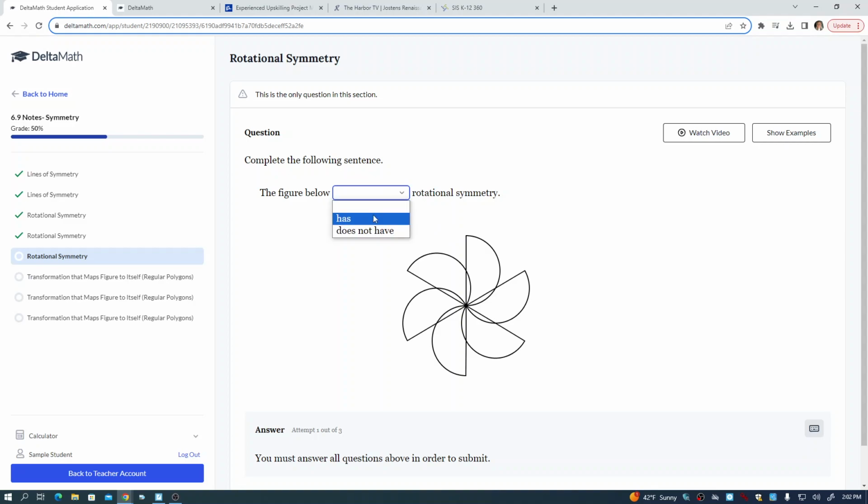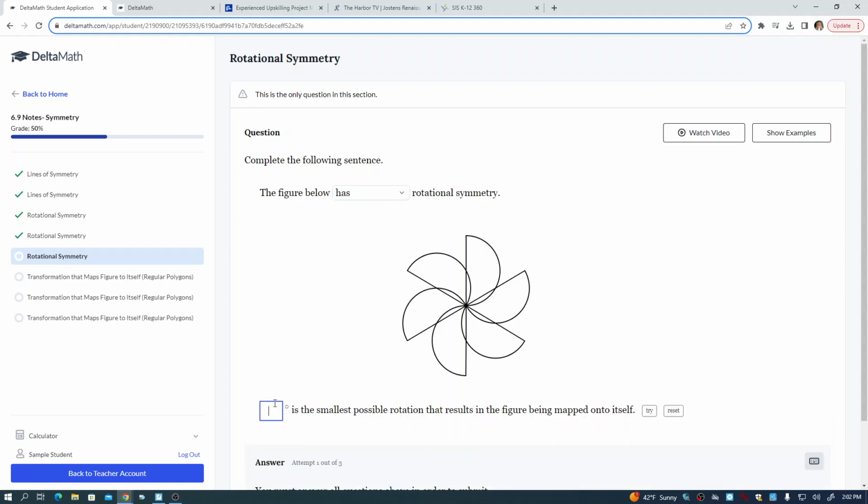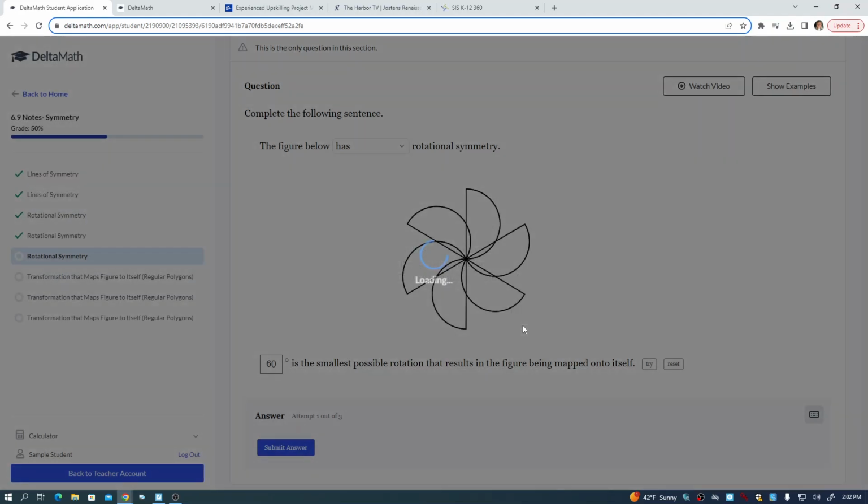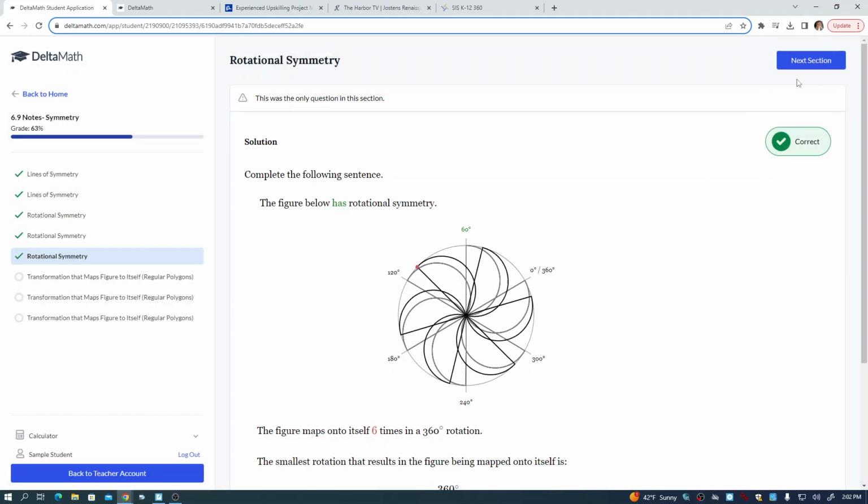Well, 360 divided by 6 would be 60 degrees. Let's try it. So you can see there's 60, and there's another 60. Oh, it's not going to keep going. But every 60 degrees, it would be on top of itself. So we are correct. And there you can see it keeps spinning.